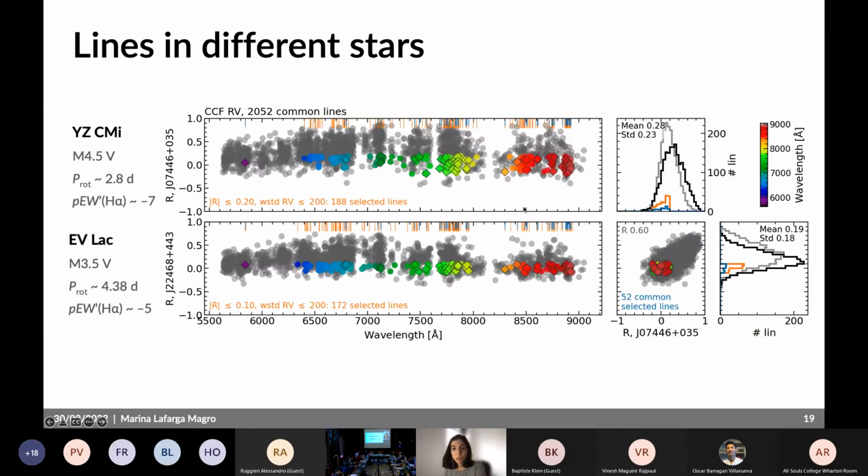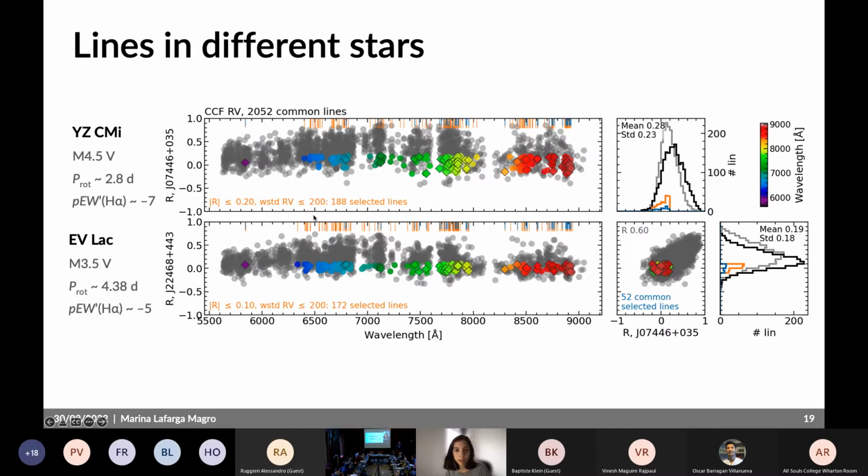And finally, I've just been showing you results for YZCMI. That's the star that was very nice, that showed this very clear activity signal. But we also did a comparison of these active and inactive lines for other stars. So I just wanted to quickly show you the comparison of these lines for YZCMI and another star, EVLAC. We also observed that with CARMENES, and they have a very similar spectral type, similar rotation, similar activity levels.